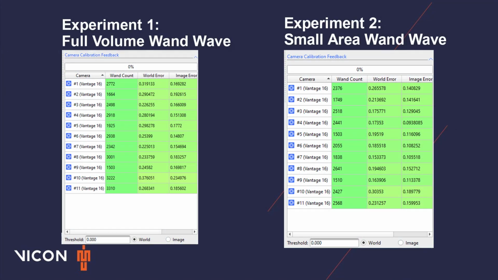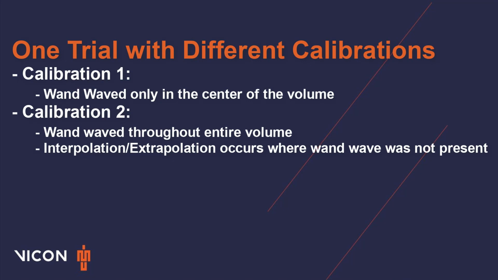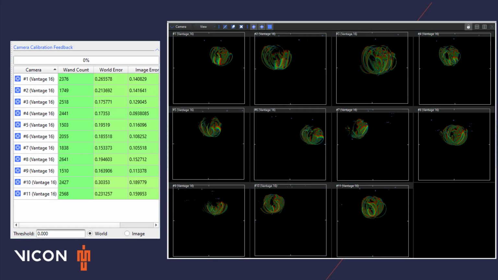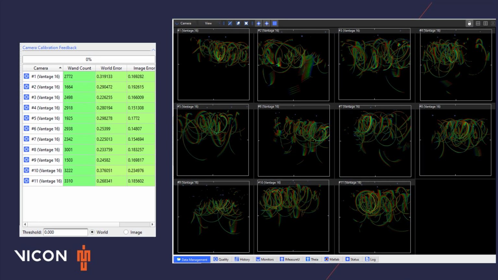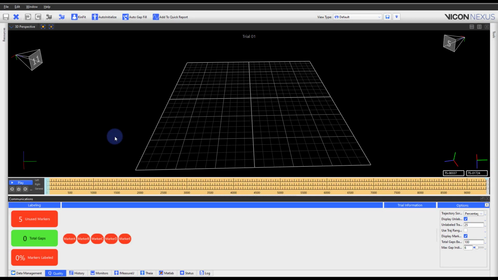While these two types of calibrations might have different values in the calibration feedback area, that does not mean that one calibration is better than the other. Now, let us apply these calibrations to the same trial. In the trial, an object is moved throughout the entire capture space. Will the calibration concentrated in the center of the volume with lower camera calibration feedback values yield better data? Or will the calibration in which the wand wave was moved throughout the entire space but had higher camera calibration feedback values look better?